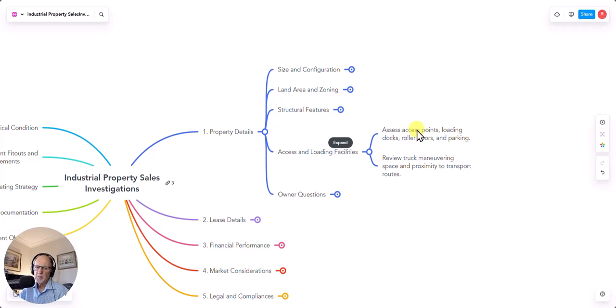Is it legally possible through the gateways, given the council regulations, etc.? Loading docks, roller doors and parking. So how does all of that work for the occupant? Then look at truck manoeuvring.